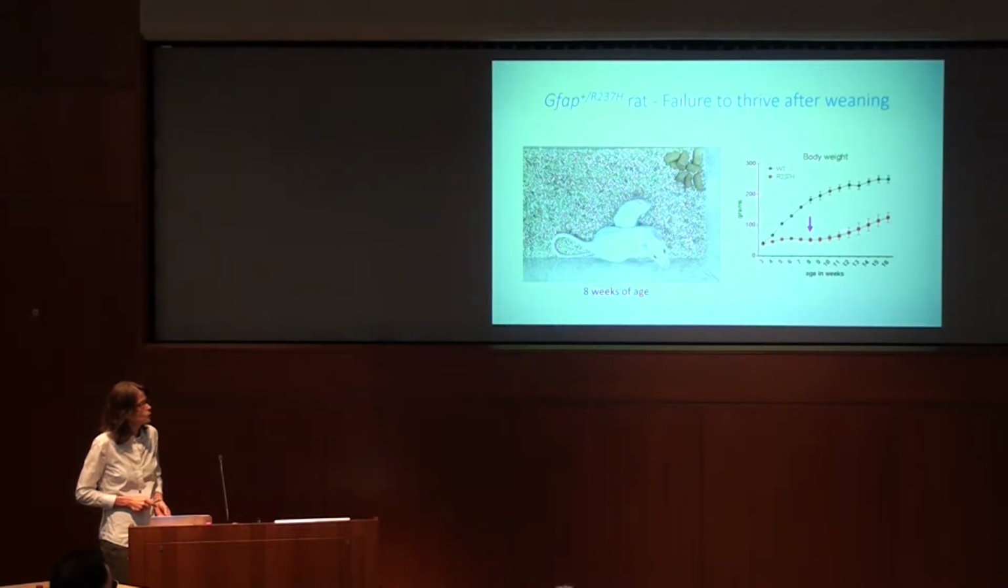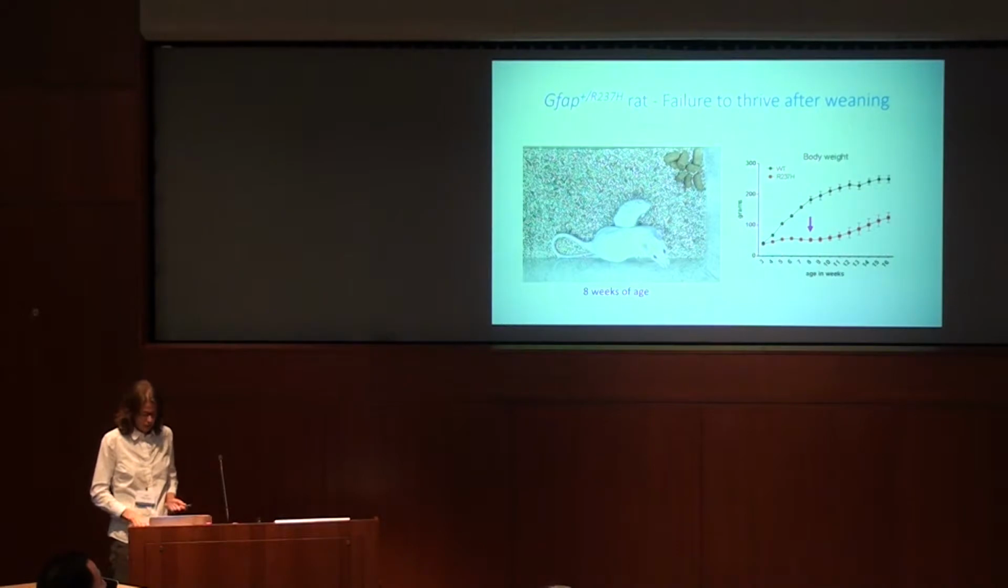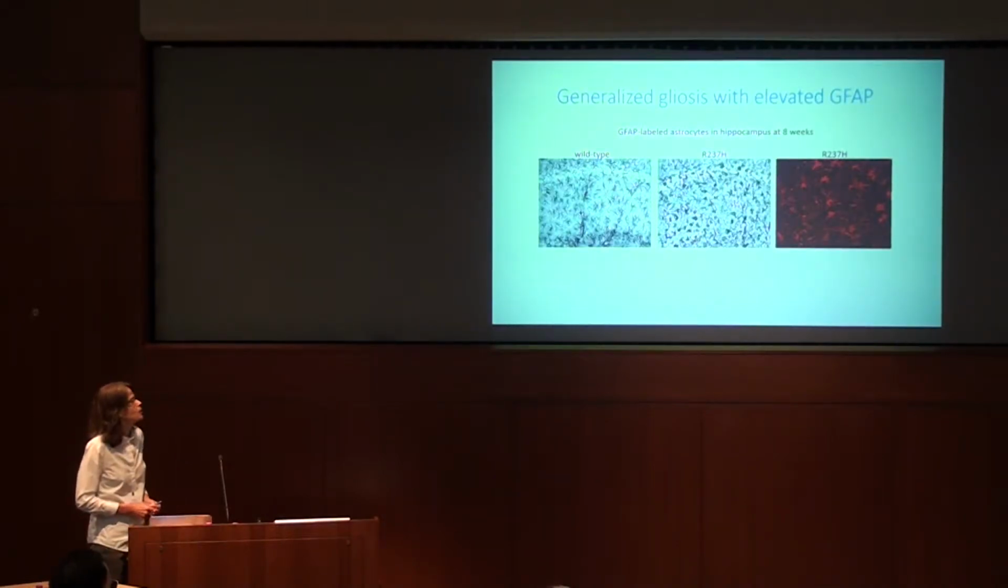But they do start to go through what you might call a recovery period, where they start to gain weight and they get big enough that they're fertile. Females can carry litters, but they never quite get to the point of a normal rat. They still are ataxic, they still have problems, and they still have a lot of pathology. So if you look at the brains at this time point, at 8 weeks of age, this is looking at GFAP in the brain.